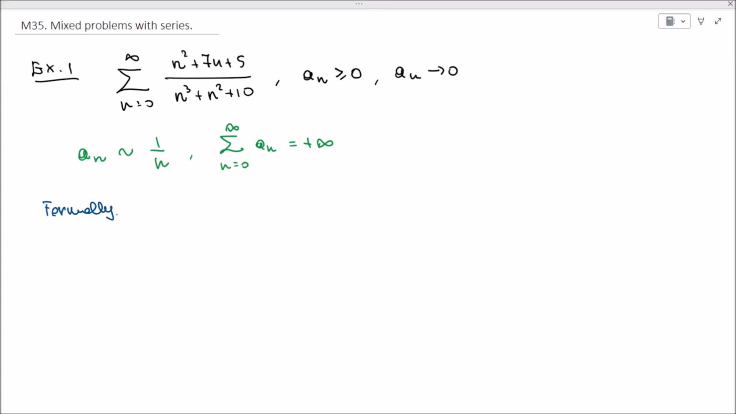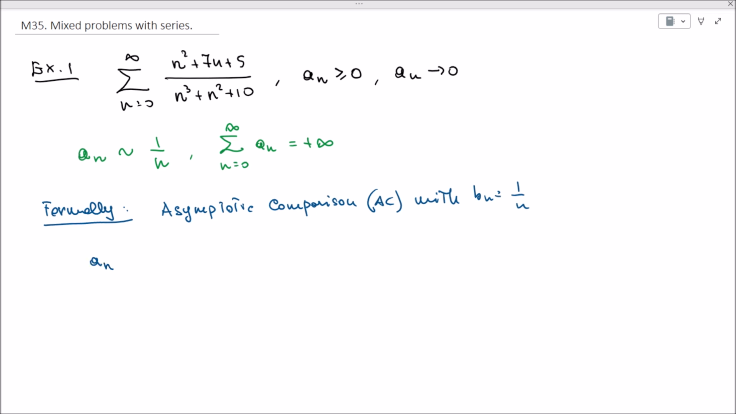Okay, let's provide a formal proof of this. Now that we see that a_n is asymptotically equivalent with b_n, we can try to apply the asymptotic comparison criterion, AC, with b_n equal to 1 over n. And of course, let's first check that the conditions for the applicability of this criterion are verified.